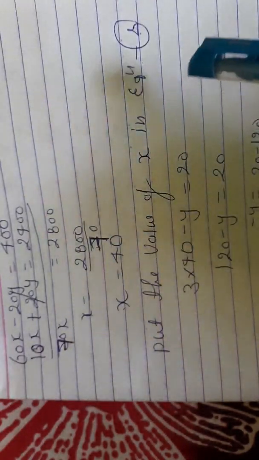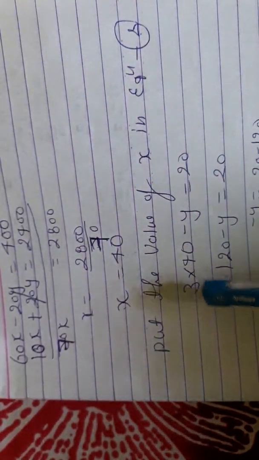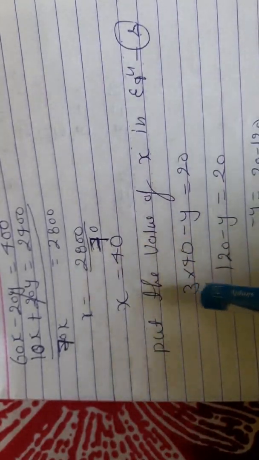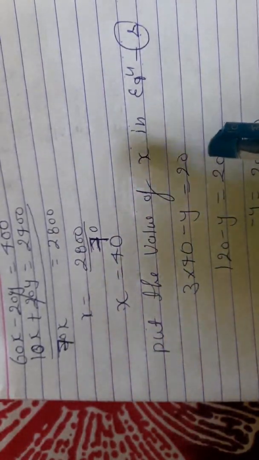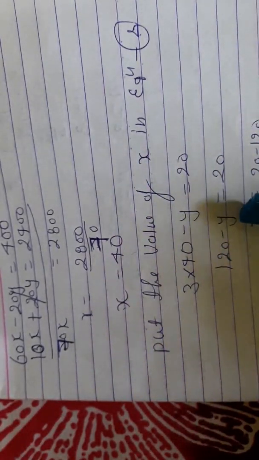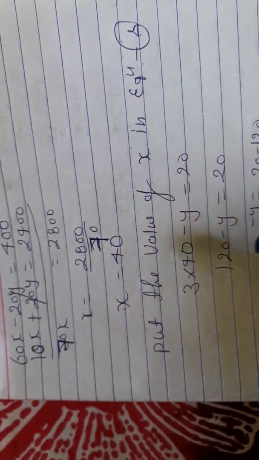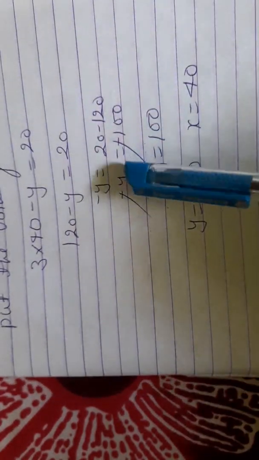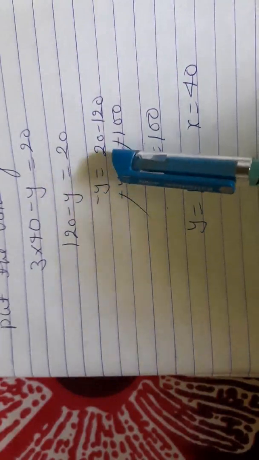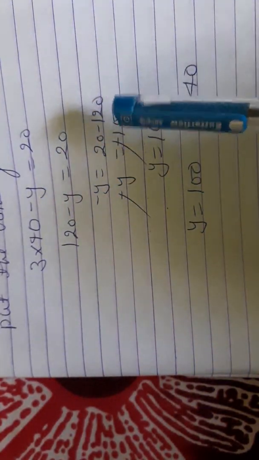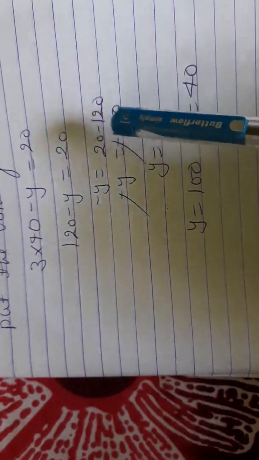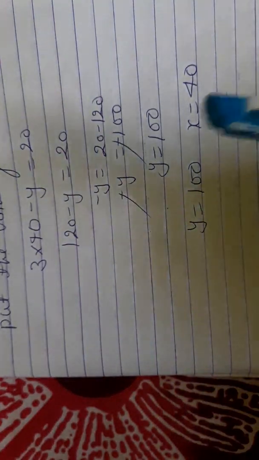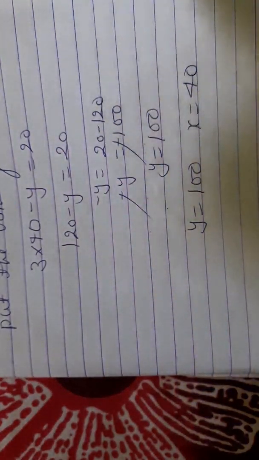Then we will put the value of x in the equation 3x minus y is equal to 20. The value of x is 40, so 3 into 40 minus y is equal to 20, so 3 into 40 is 120 minus y is equal to 20. The 120 goes to the right hand side and the sign changes, so minus y is equal to 20 minus 120. 120 minus 20 is 100, and we put the bigger digit's sign, so minus and minus cancel, so y is equal to 100 and x is equal to 40.